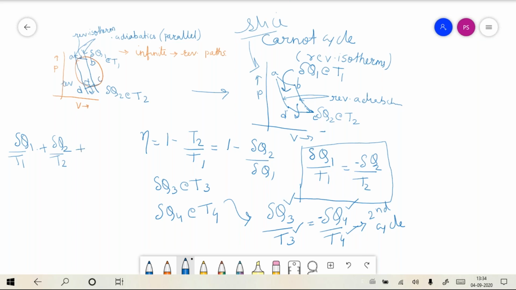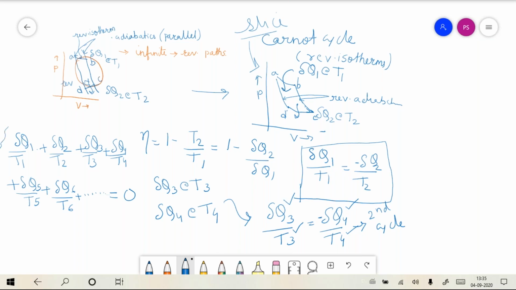Okay, for the second slice, it is del q3 by T3 plus del q4 by T4. Plus, let us say for the third slice, it is del q5 by T5 plus del q6 by T6. Now you need to continue writing this for an infinite number of slices, and this would become 0, because if you solve this, del q1 by T1 plus del q2 by T2 is equal to 0, del q3 by T3 plus del q4 by T4 is equal to 0, like this.